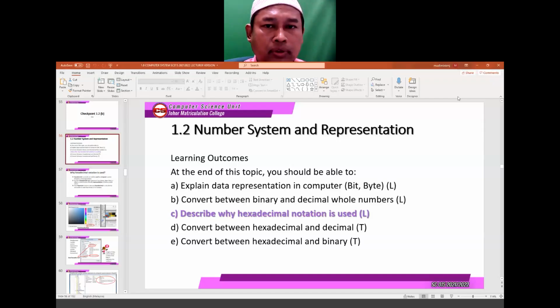Tajuk kita hari ini ialah number system, to represent number system.